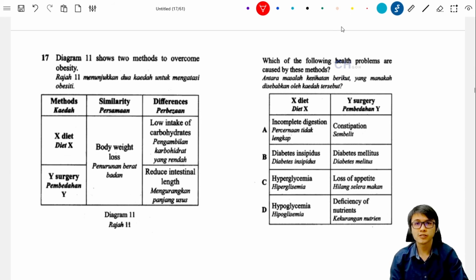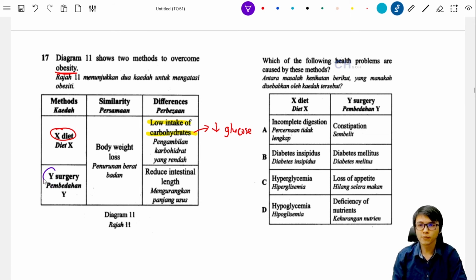Okay. Question 17. Diagram 11 shows two methods to overcome obesity. Now, what is obesity? Obesity means someone is overweight. Alright, so let's look at method 1, X diet. This X diet depends on a low intake of carbohydrate. What's the meaning of low intake of carbohydrate? It means you will reduce the glucose intake.